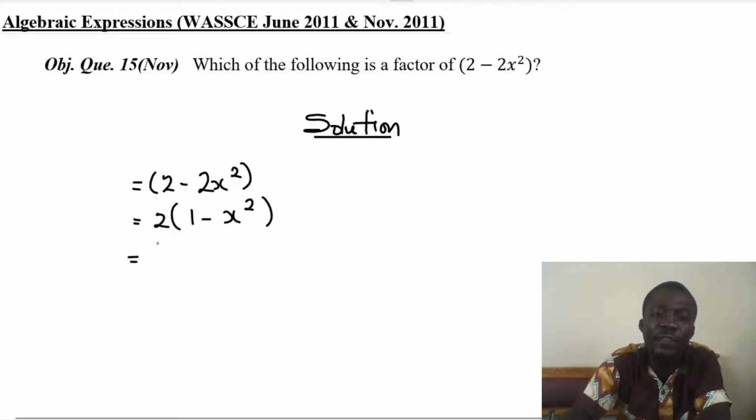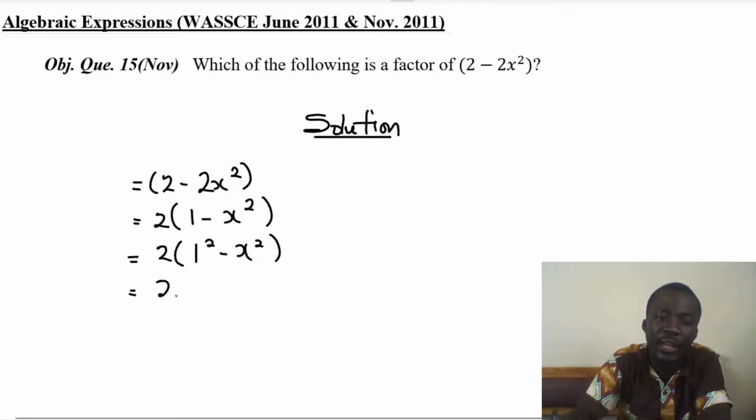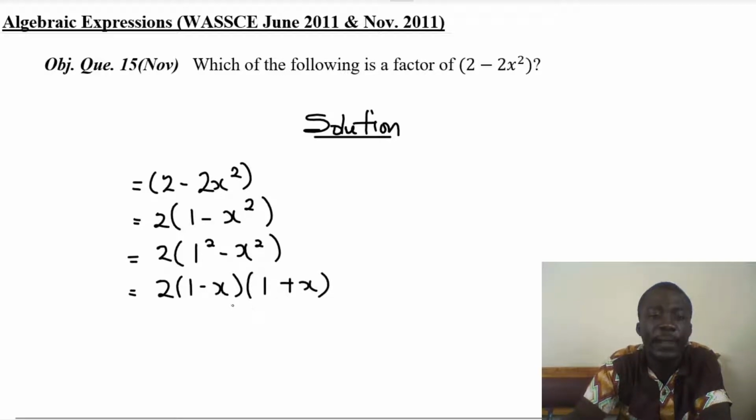And again, what we have inside the bracket, 1 minus x squared, is a difference of two squares. The one, we can write as 1 squared minus x squared. So, difference of two squares. And to factor a difference of two squares, we are going to get 1 minus x, that's one bracket with the difference, and 1 plus x, the other one with the sum. And this will be our final result.